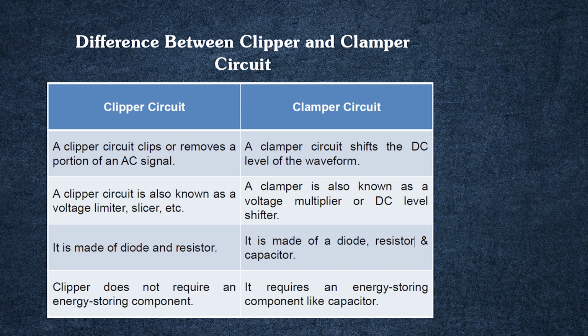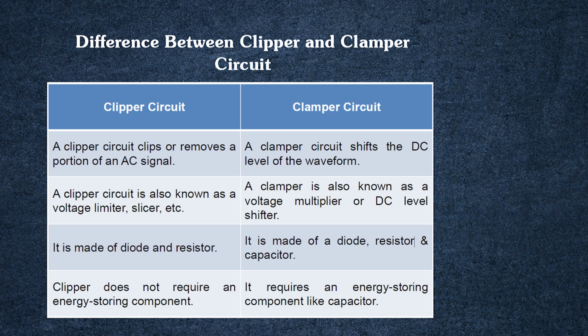The next difference is a clipper circuit is also known as a voltage limiter or slicer, whereas a clamper circuit is known as voltage multiplier or DC level shifter. So, the clipper circuit clips or removes the portion of AC signal, that is why it is called as voltage limiter, and the clamper circuit adds to the voltage, that means it increases the magnitude, that is why it is called as the voltage multiplier, or simply it is also called as DC level shifter. The clipper circuit is made of diode and resistor. This is the basic difference between clipper and clamper.